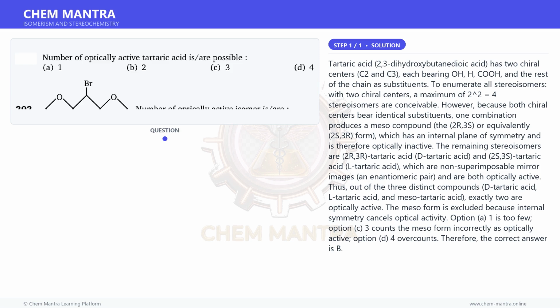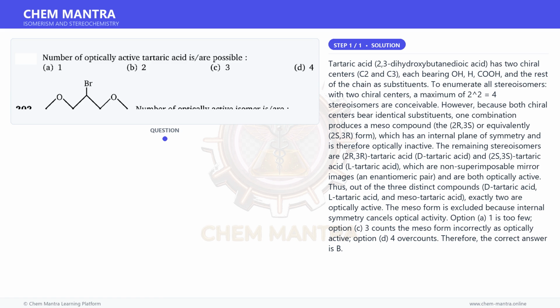2,3-dihydroxybutanoic acid has two chiral centers, C2 and C3, each bearing OH, COOH, and the rest of the chain as substituents. To enumerate all stereoisomers with two chiral centers, a maximum of 2² equals 4 stereoisomers are conceivable.